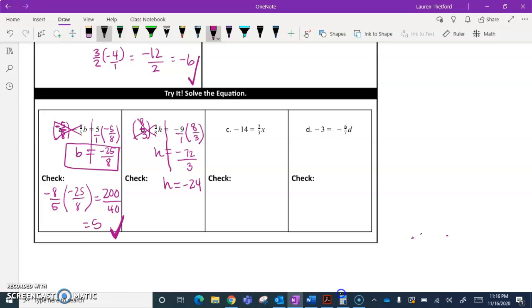So now let's plug it back in. So 3/8 times negative 24 should give me negative 9 if I did that correctly. So 3 times negative 24 equals negative 72. 8 times 1 is 8. Negative 72 divided by 8 equals negative 9. So we know that we got this one correct as well.